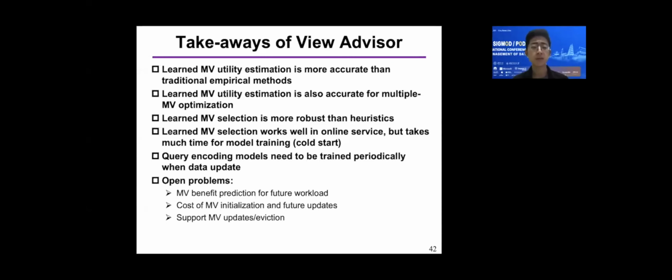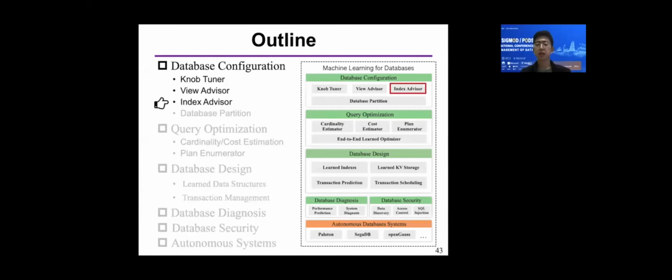And there are some open problems like MV benefit prediction for the incoming queries, and the cost of MV initialization and the future updates, especially for the learning-based methods. And besides, we need to decide how to support both MV updates and MV evictions together.